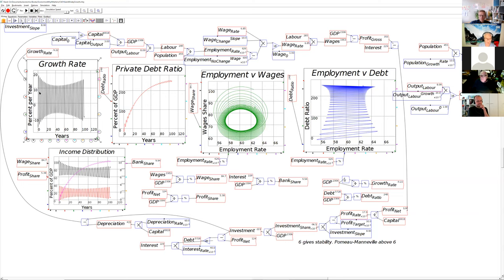The breakdown of the economy driven by too much private debt. So this is a combination of Minsky's financial instability hypothesis and a complex systems view of the world. This is the sort of view we need to have to understand what's actually going on in capitalism.